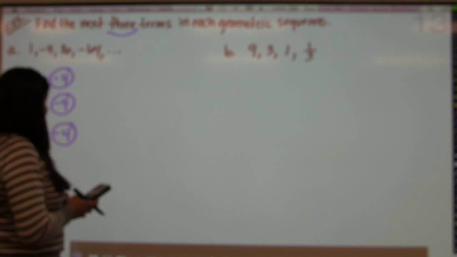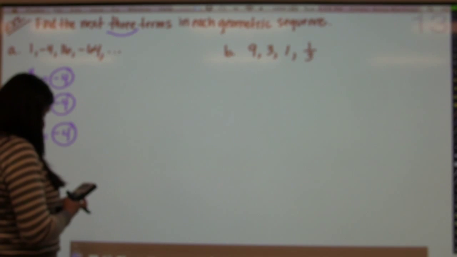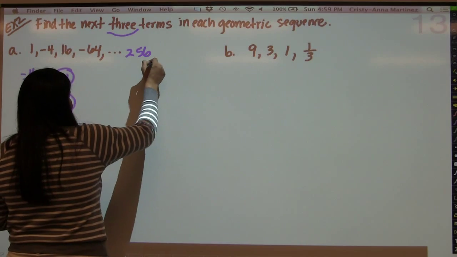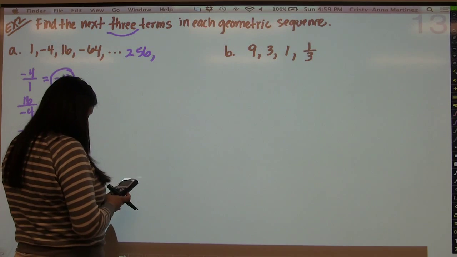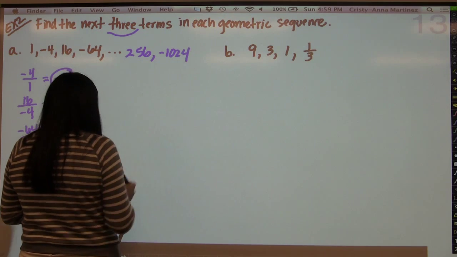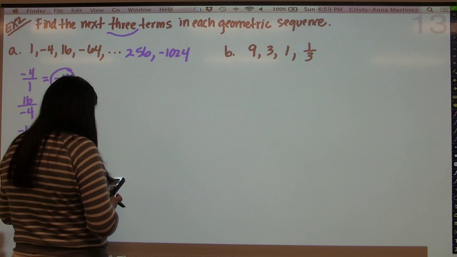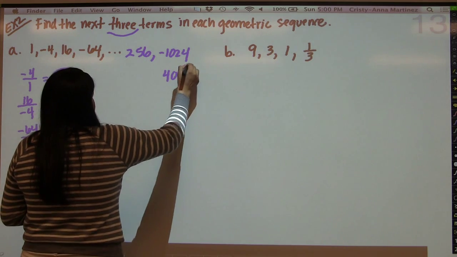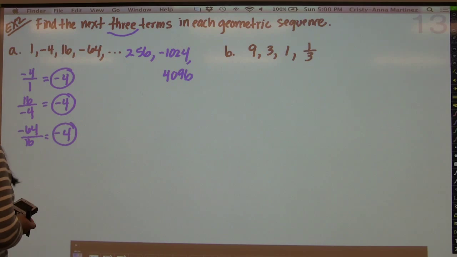So now what I want to do is take negative 64 times negative 4, which is the common ratio, and my next term will be 256. And then I take that times negative 4 and get negative 1024. And then lastly, take that times negative 4 and get 4096. So the next three terms in the first sequence are 256, negative 1024, and then positive 4096.